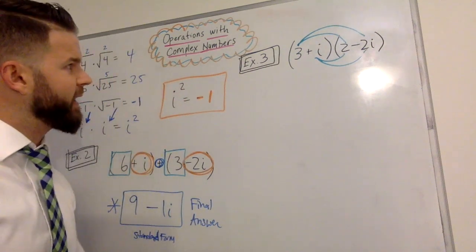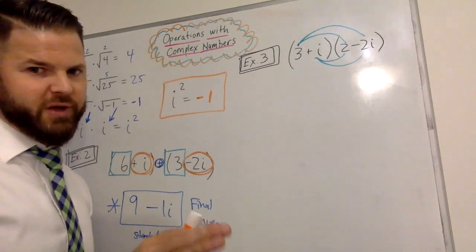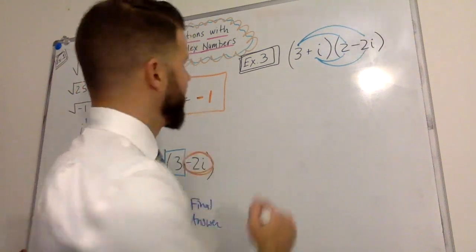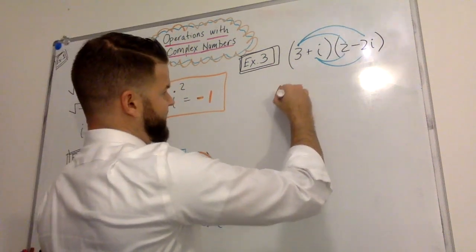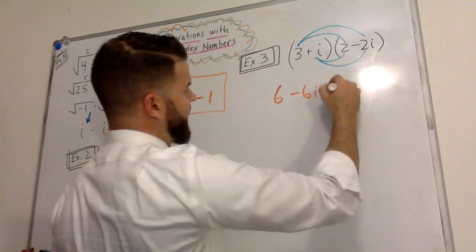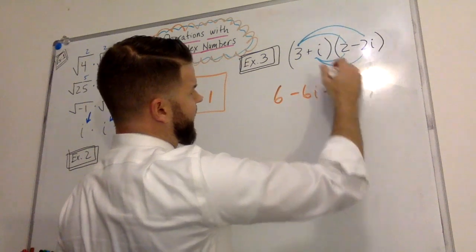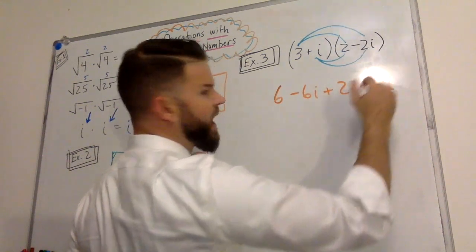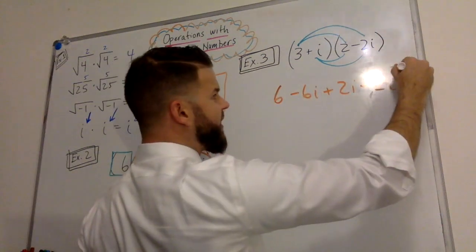Now, what do you got? When I multiply, I'm just going to multiply straight through these things. So help me out. Let's go turbo mode. Speed math. 3 times 2, 6. 3 times negative 2i, negative 6i. i times 2, 2i. i times negative 2i, negative 2i squared.